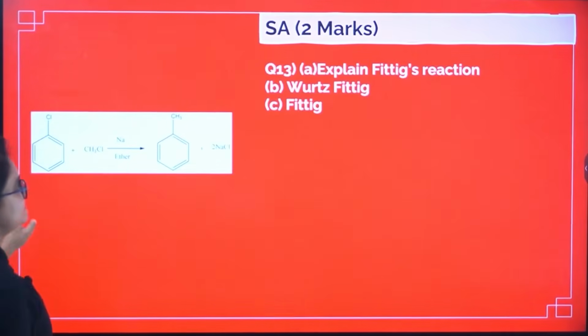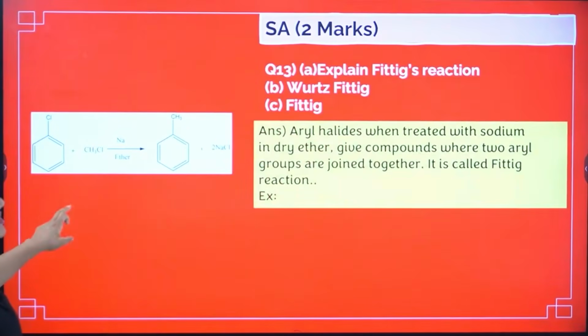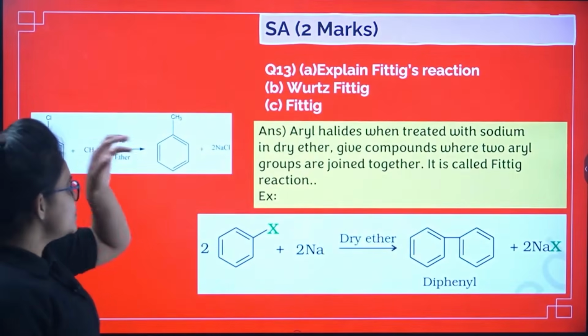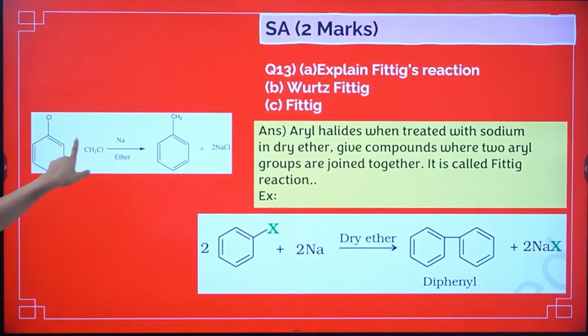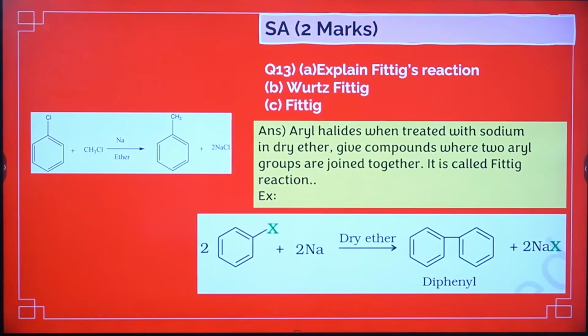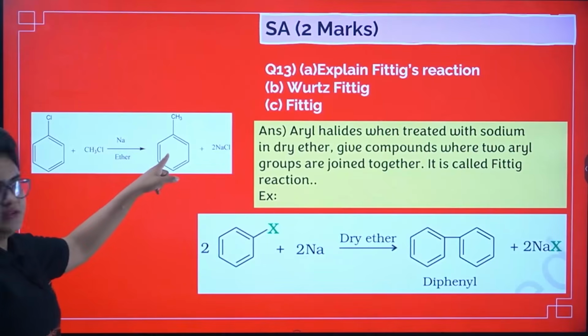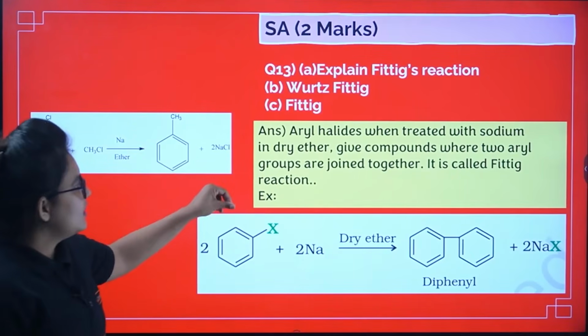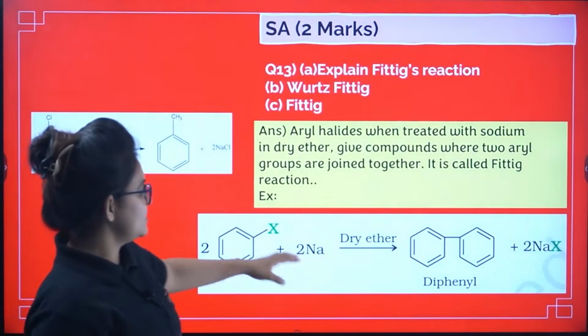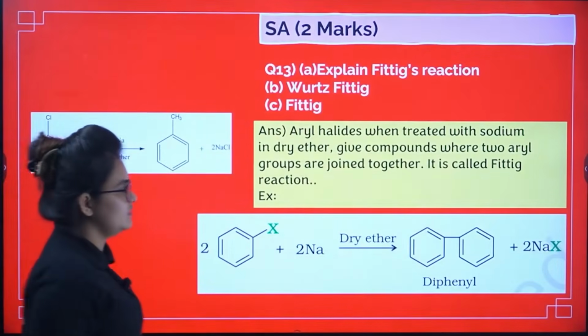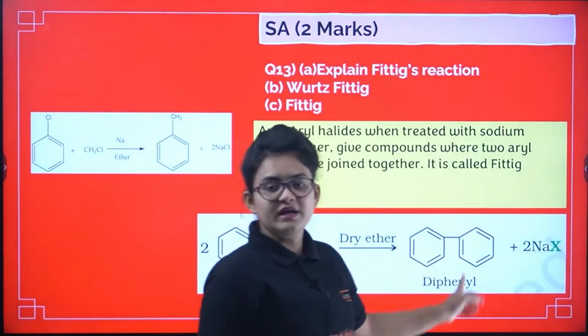Let's proceed. Okay, explain Fittig's reaction, Wurtz-Fittig reaction. The first one you can see this one. Okay, this is the Wurtz-Fittig reaction. You must have one alkyl halide and one aryl halide. They will give you the alkyl benzene type of thing, right? Now aryl halide, if you take 2 units in presence of sodium and dry ether, they will give you diphenyl type of compound. This is the Fittig reaction.